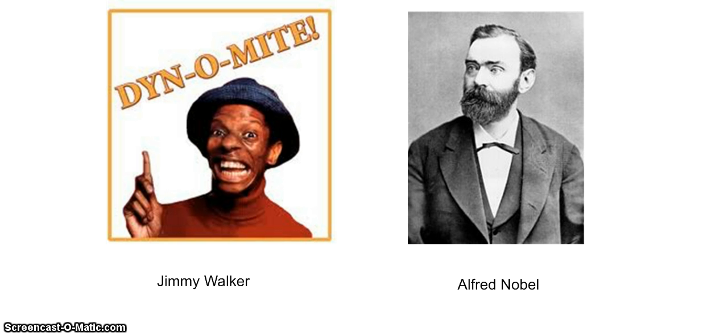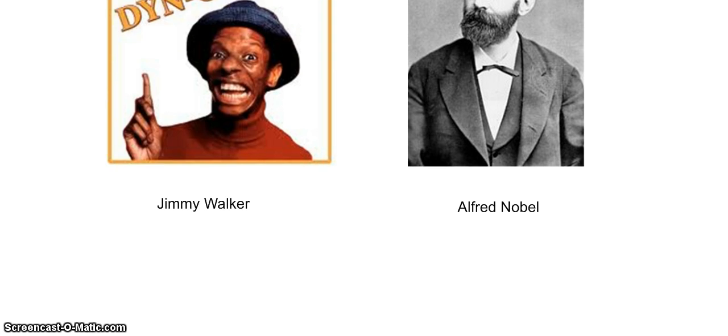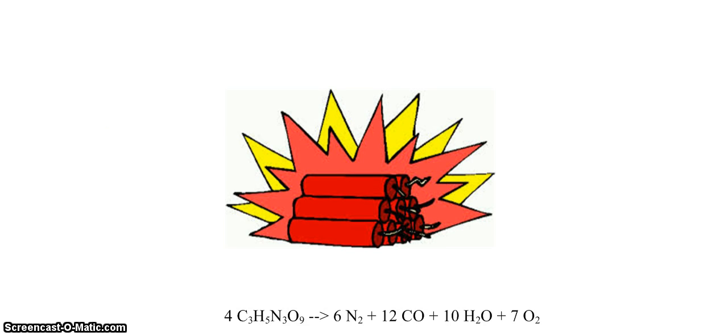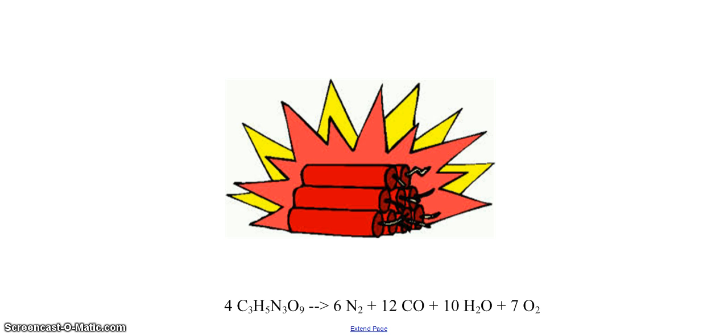establish the Nobel Prizes. So anyway, what does this have to do with entropy? Well, I'm going to tell you. If I look at the real dynamite, not Jimmy Walker's version, and I look at the chemical reaction involved, I have 4 moles of C3H5N3O9, and when it reacts, I get 6 moles of nitrogen, 12 moles of carbon monoxide, 10 moles of water, and 7 moles of oxygen. So what does this have to do with entropy? Well, let's find out. Go grab your notes.